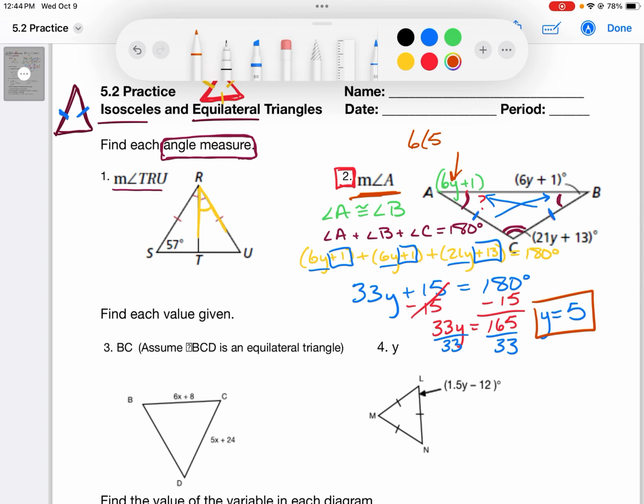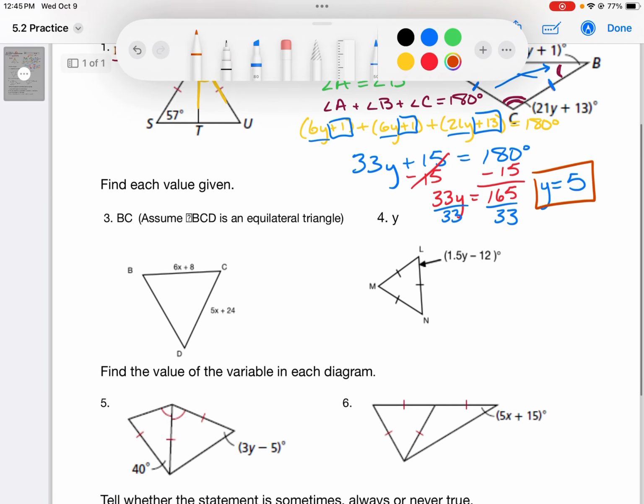So instead of 6y plus 1, I'd have 6 times 5 plus 1. 6 times 5 is 30, plus 1 is 31. So angle A is 31 degrees.